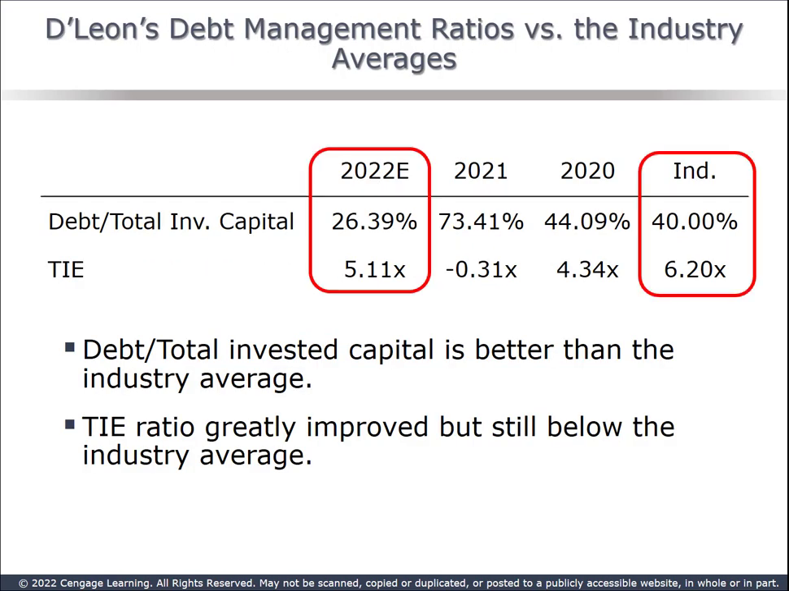Again, comparing to industry averages based on their 2022 projections, and with the infusion of cash from stock sales used to retire debt, DeLeon's debt ratio has declined substantially and is well below the industry average. Their TIE for 2021 was driven by their negative net income, which they've turned around, but they're still below the industry average.